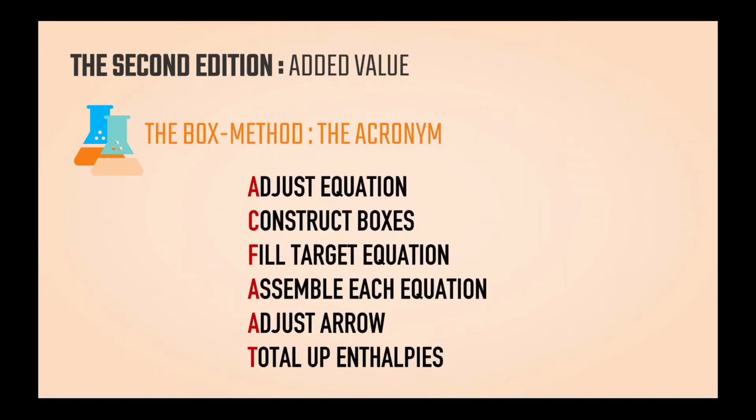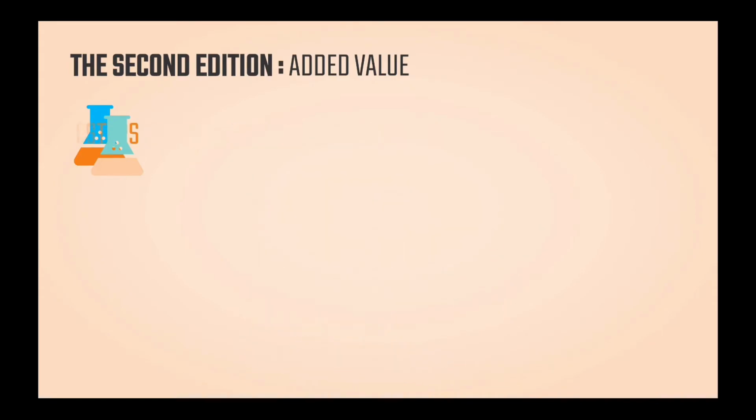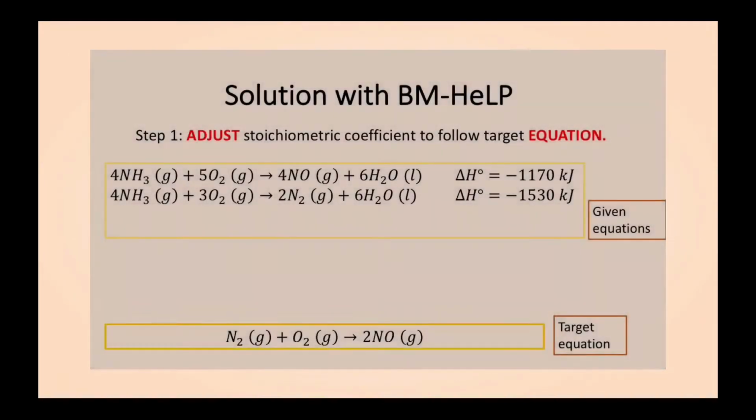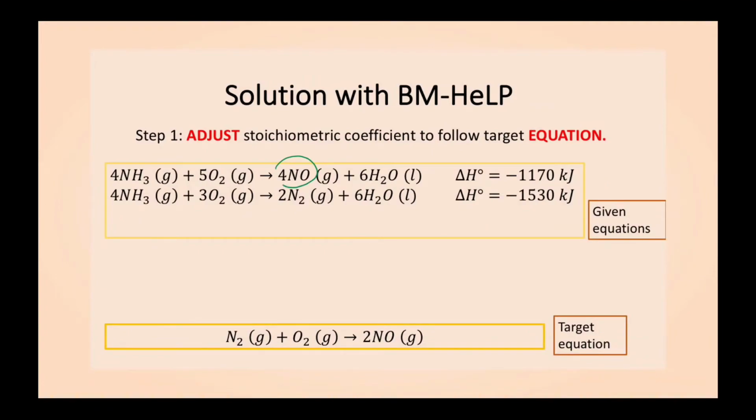The acronym for these steps is ACFAT. A for adjust equation, C for construct boxes, F for fill target equation, A for assemble each equation, A for adjust arrow, and T for total up enthalpies. This is how the box method can be employed. The following is the question sample. Let's watch the steps together.